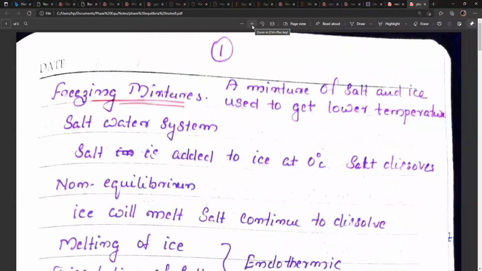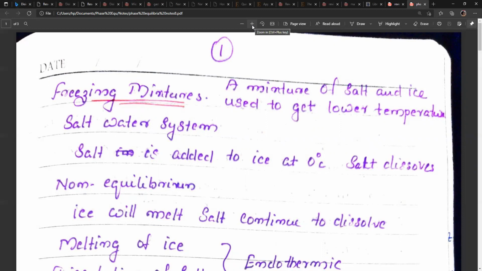So we are discussing the next topic in phase equilibria, that is freezing mixtures. Freezing mixtures are used for attaining low temperature for different purposes, and usually a freezing mixture is a mixture of salt and ice. We use it for attaining lower temperatures for different chemical reactions or preserving something or something like that.